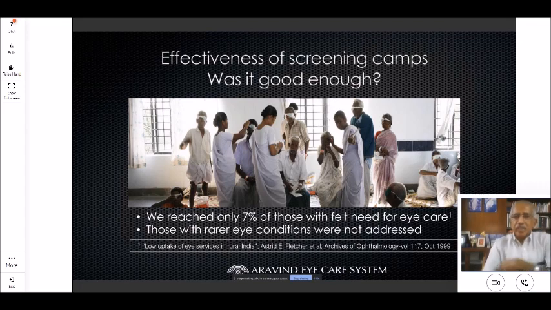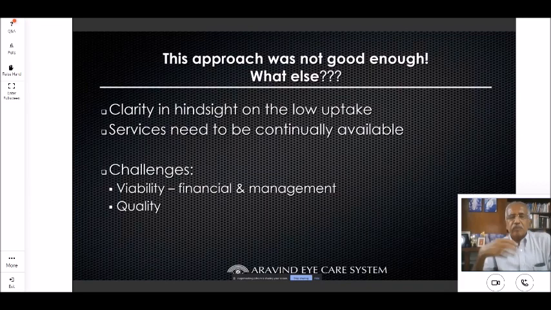And really not knowing how to address this. So we sort of went back to the drawing board, and then we thought about it. In hindsight, we were able to recognize that you go to a village or a small town once in a year, and these eye camps typically run for about 5-6 hours.